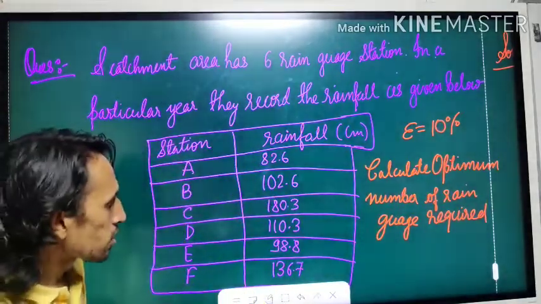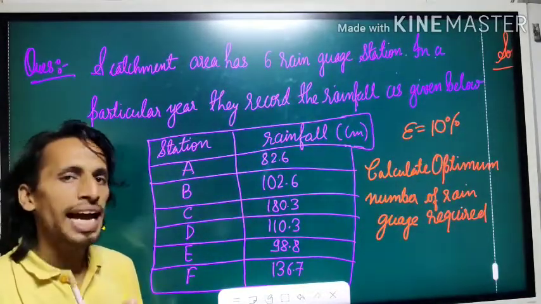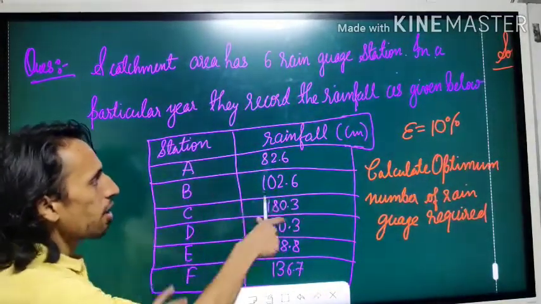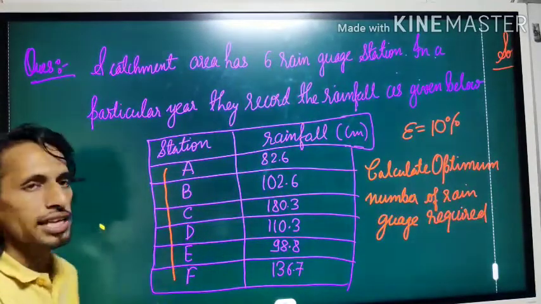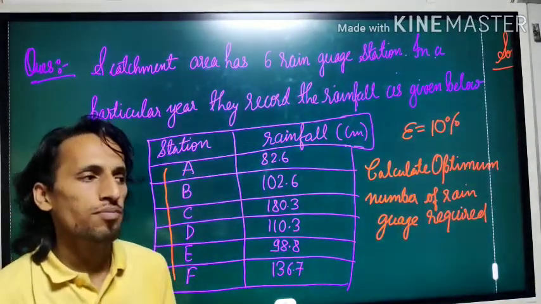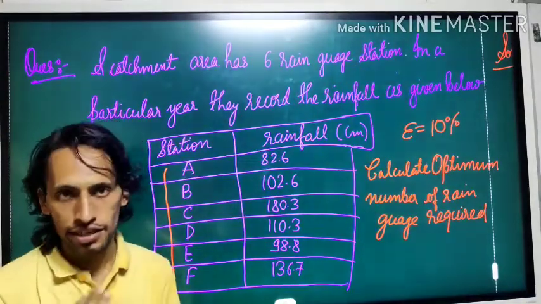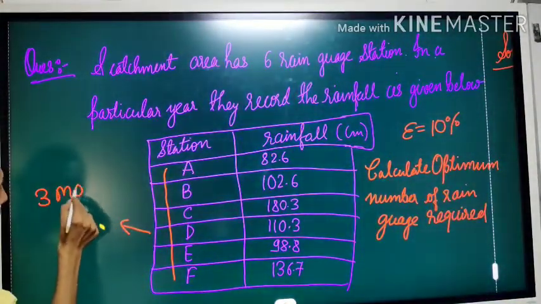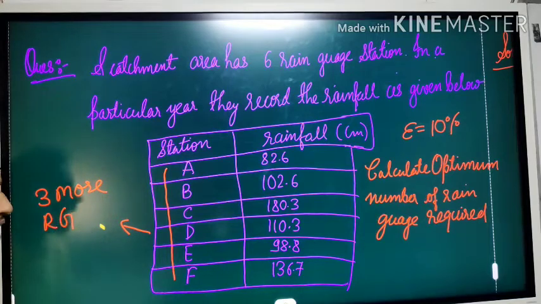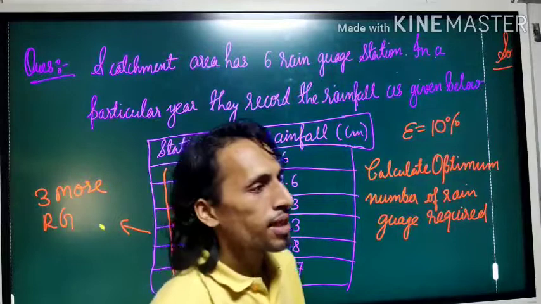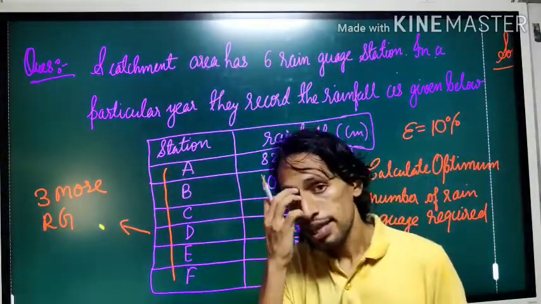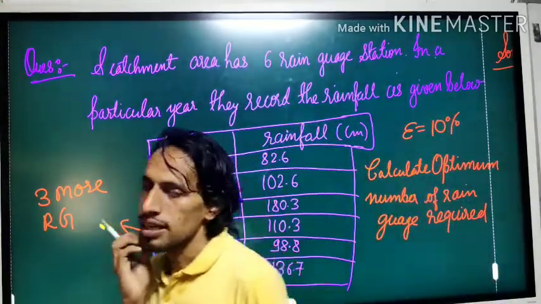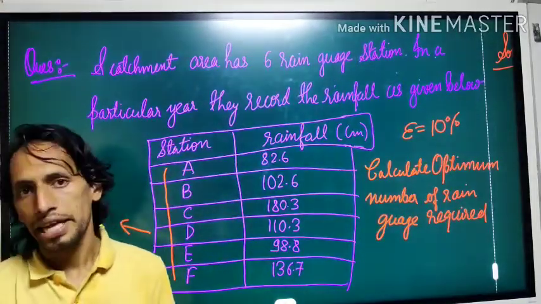This is your answer. So what does this 9 represent? That in this area where you established 6 rain gauges, you should have established 9 rain gauges. So in this area 3 more rain gauges are required. Then only the correct answer of rainfall can be estimated or can be reported. So this is how you calculate the number of rain gauges in any area.